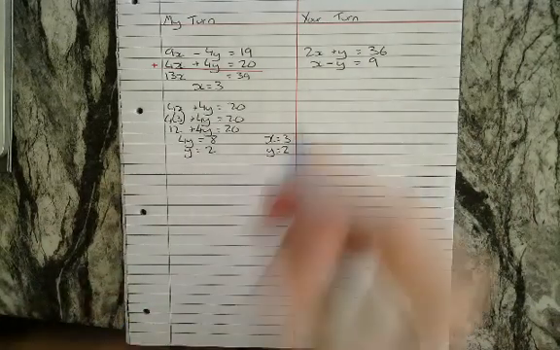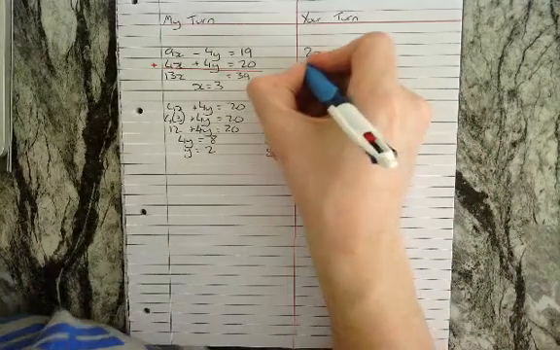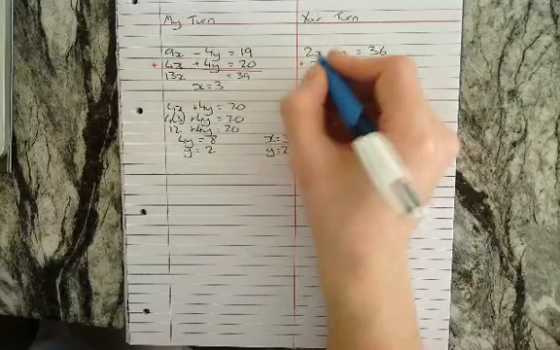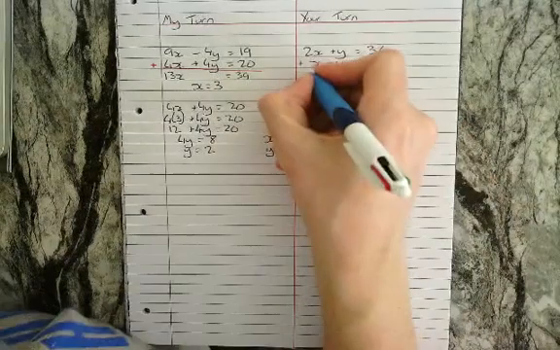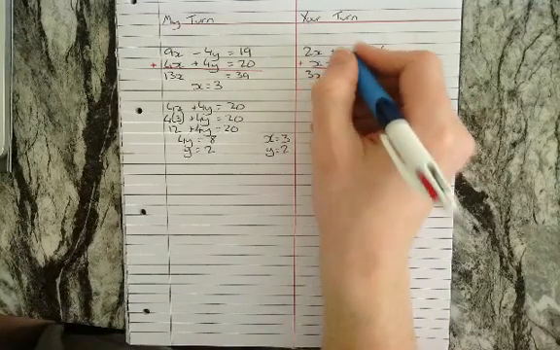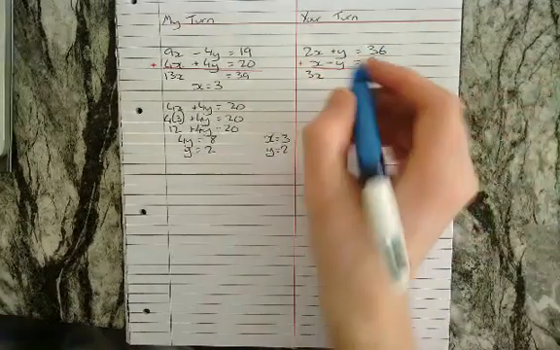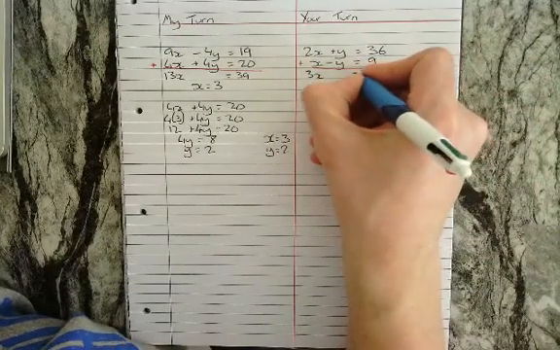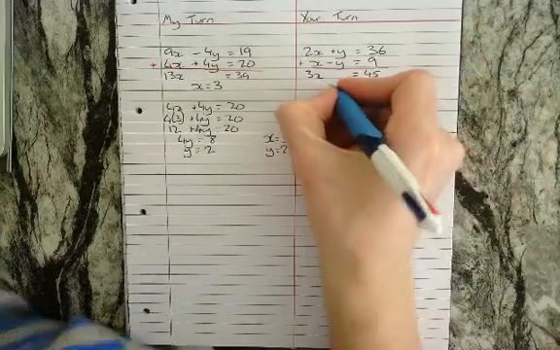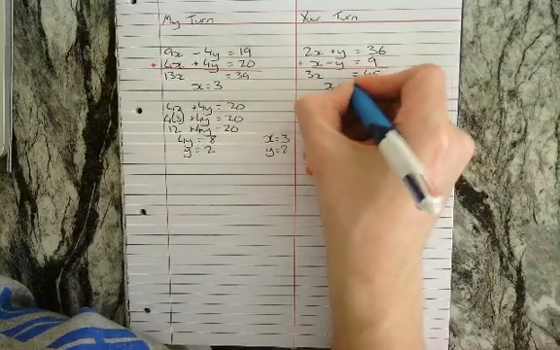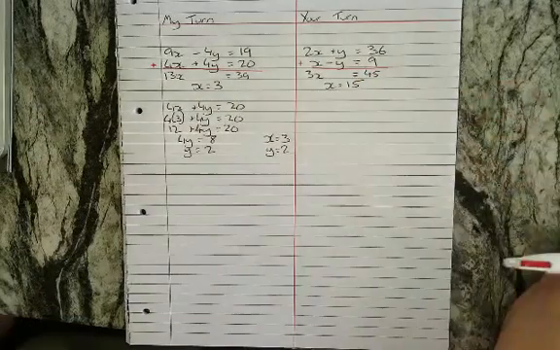Okay, well done. Again, because we've got this plus y and minus y, we're going to add our two equations. Let's do that. 2x plus x gives me 3x. And y take away y is 0. And then 36 plus 9 is 45. So 3x equals 45. Divide by 3, x equals 15.